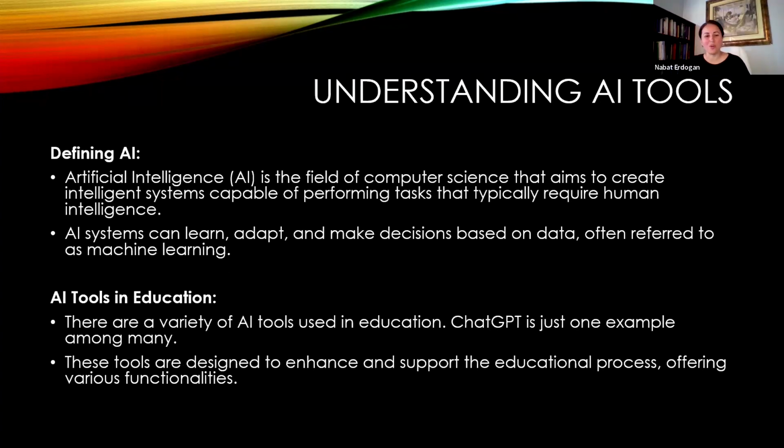Okay, so we first want to go ahead and define AI. What is AI? Artificial intelligence, as its name suggests, involves developing computer systems that can perform tasks that usually require human intelligence. So these tasks include learning, adapting, decision making, and these tasks are also achieved through machine learning techniques.